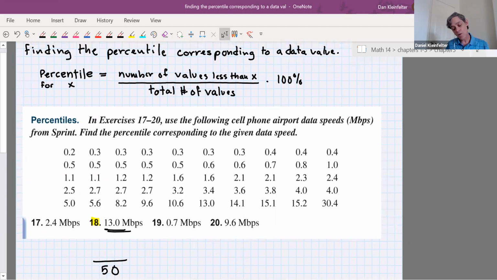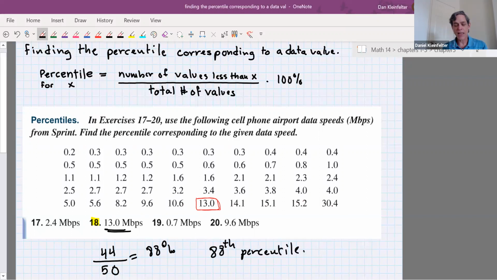Then we want to know where 13 megabits per second is and how many values are less than that. So 13 megabits per second is right here. We want to know how many values are smaller than that. There were 50 altogether, and 49, 48, 47, 46, 45, 44 are smaller than 13 megabits per second. And so that is 88%. Then that means that 13 megabits per second is in the 88th percentile.